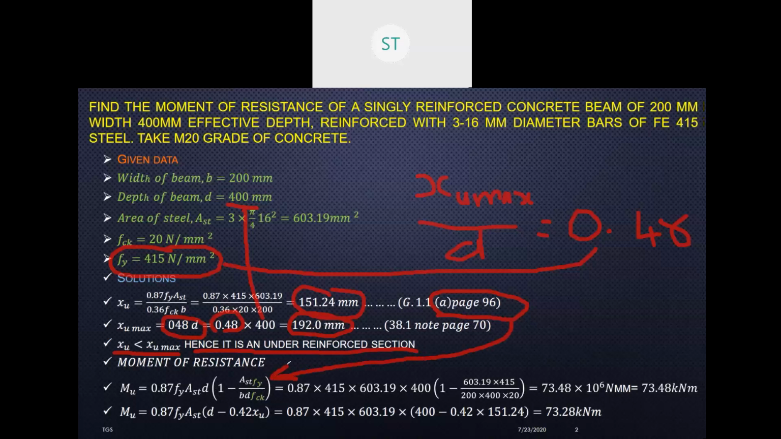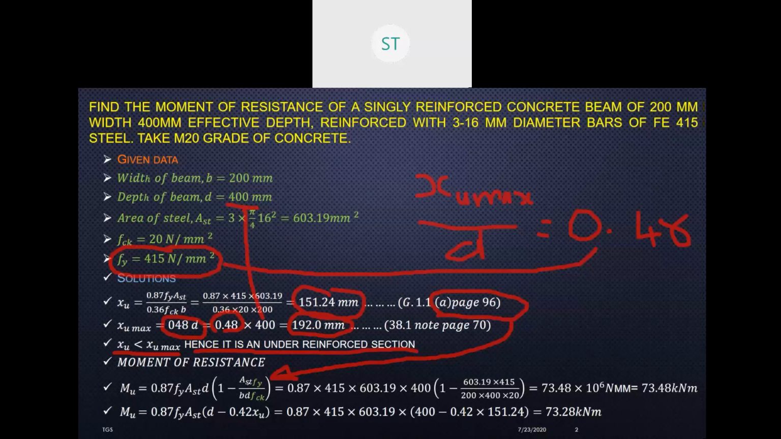For under-reinforced, there are three equations: A, B, C. Page 96, G11, A, this is this equation, B, another equation, and D, another equation. So from this, Mu is equal to, for under-reinforced section, 0.87 Fy AST d into 1 minus AST Fy divided by b d fck. Then substitute the value of all.